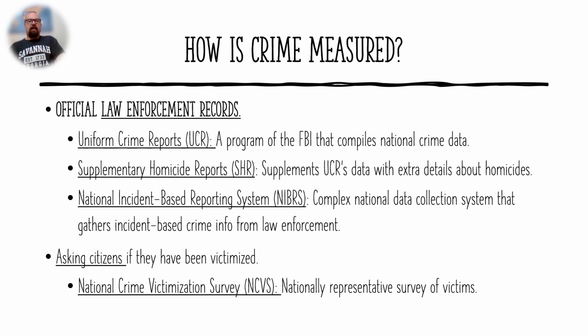All right, and then your last mechanism that we utilize to gather information around crime occurring is through the use of surveys. We ask citizens directly about their experience with crime. And if they're victims, they typically get a survey that gives more detail about the incidents. That is known as the National Crime Victims Survey, or the NCVS.